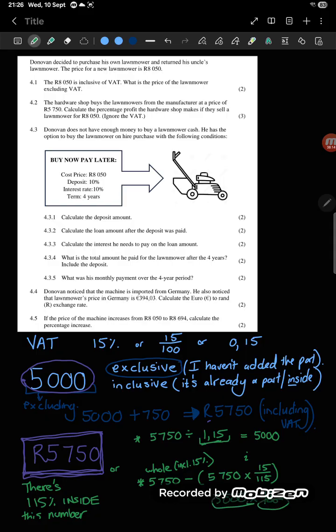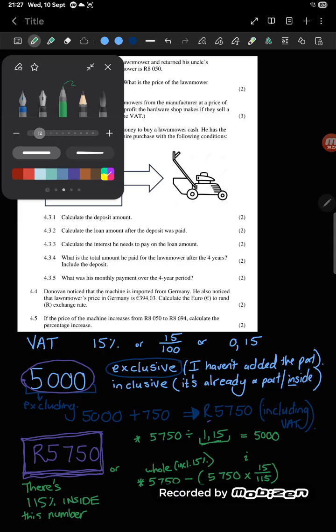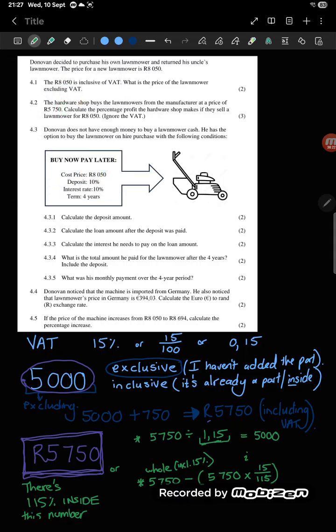But I don't have 100% in there. I now have 115% inside that figure. VAT inclusive. It includes VAT. There's 115% inside that figure. So I'm going to take my interest as the whole times 15% of what is the whole now. It isn't the principal. It's after I've added the whole with the part.